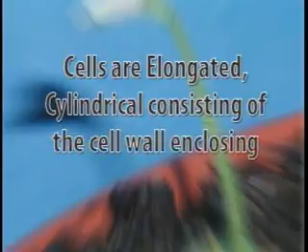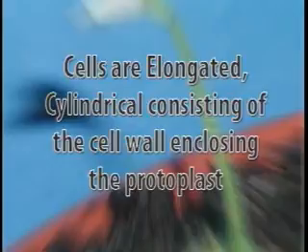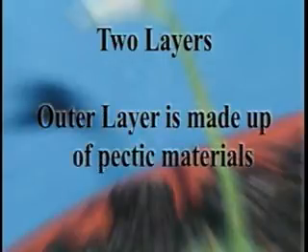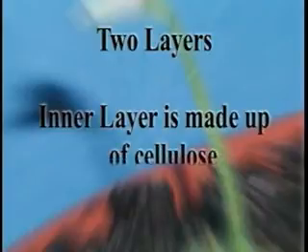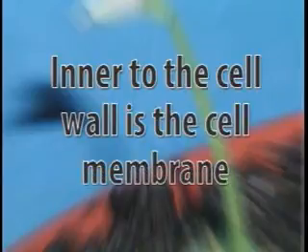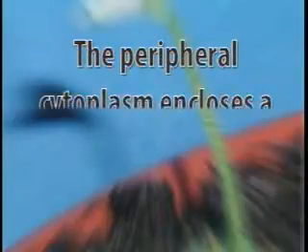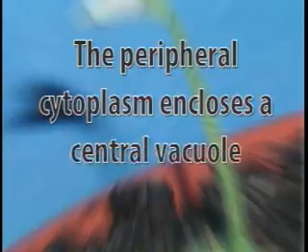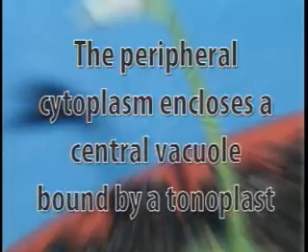Now, cell structure. Cells are elongated, cylindrical, consisting of the cell wall enclosing the protoplast. The cell wall is differentiated into two layers. The outer layer is made up of pectic materials and inner layer of cellulose. Inner to the cell wall is the cell membrane. The cytoplasm forms a lining layer within the cell. This peripheral cytoplasm encloses a central vacuole bound by a tonoplast.